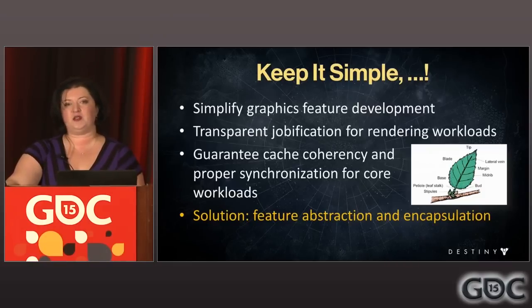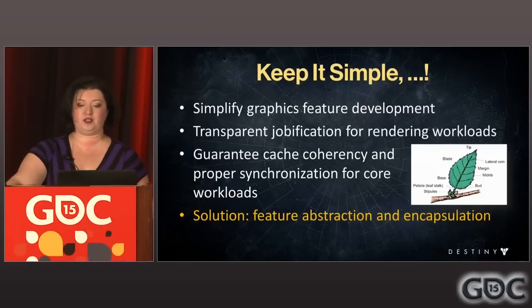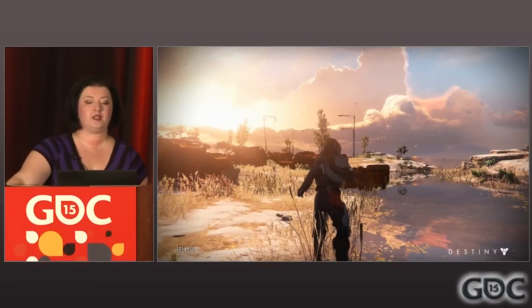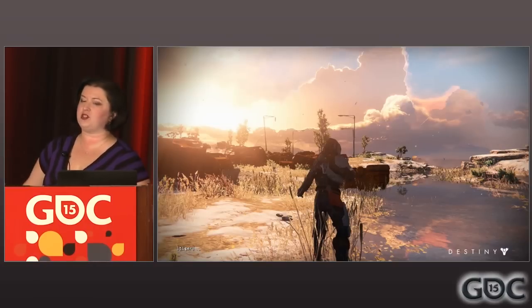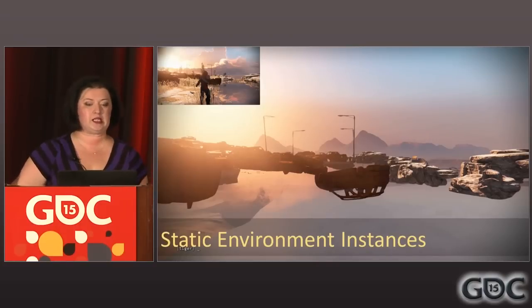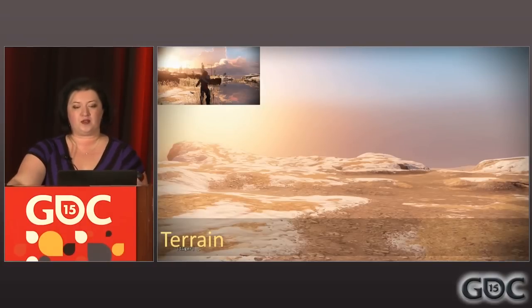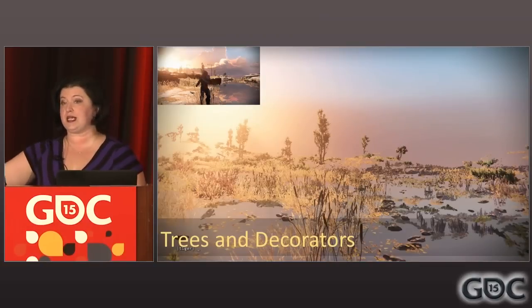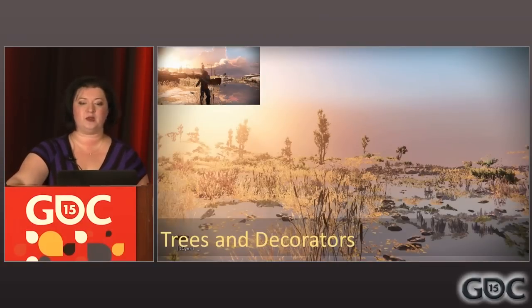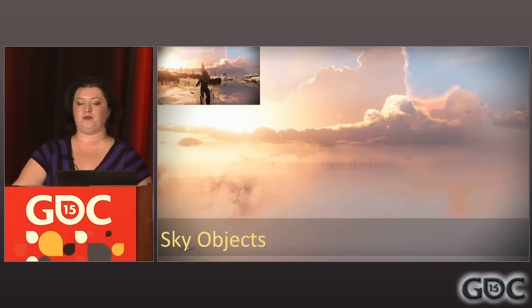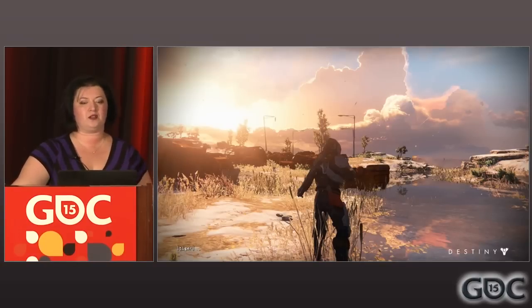And the way that we've done it is via a feature render abstraction. So we talked about a frame rendering as if we have the same types of objects on the rendering side. But of course, we have many different elements in our frame. For example, for this shot, we have static environment instances. We have gear objects. This is the customization system. We have terrain. We have trees and decorator system that populate our environment. And then we have sky dome objects, etc. So all of these elements build up the actual frame.